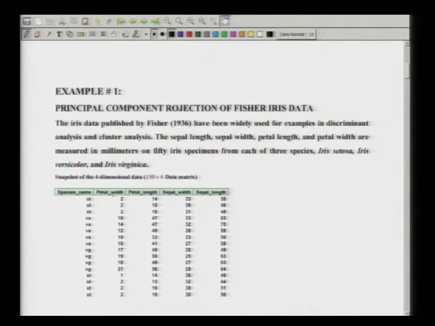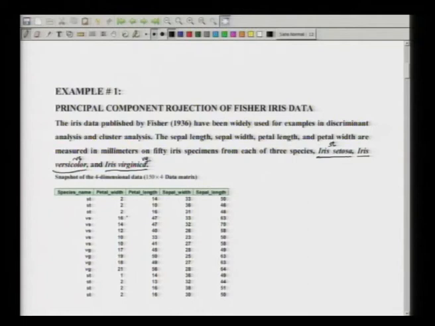The first characteristic is the petal width, the second is petal length, the third sepal width, and the fourth is sepal length. ST, you can very well understand, stands for iris setosa, so for this we are using ST. For iris versicolor we are using VS, and for iris virginica we are using VG. And these are the data, the lengths in millimeters of these 50.